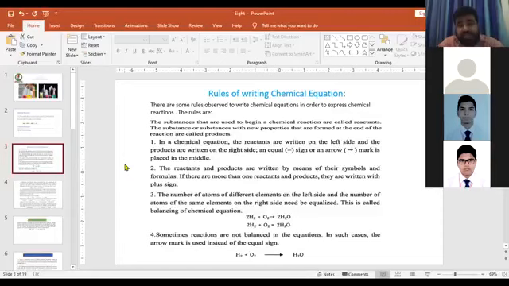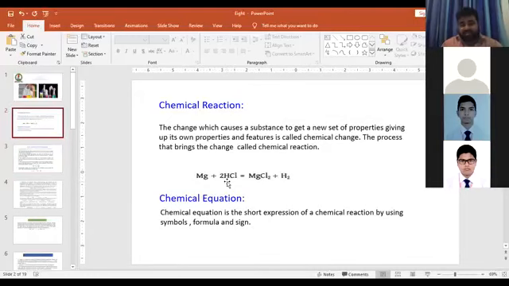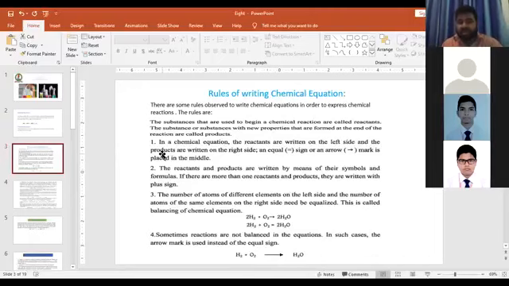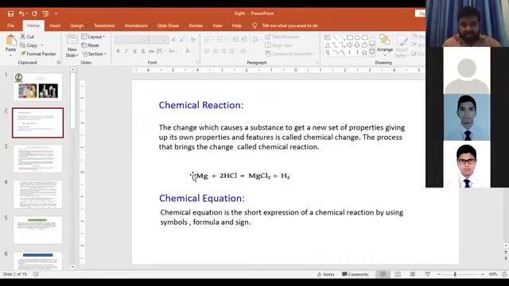The substances that are used to begin a chemical reaction are called reactant. This is magnesium and HCl. Magnesium and HCl are reactants. Then they produce magnesium chloride and hydrogen gas. If magnesium and HCl don't take part in the chemical reaction, magnesium chloride and hydrogen are not formed. So the substances used to begin the chemical reaction are called reactant. The substance or substances with new properties that are formed at the end of the reaction are called product. Magnesium and HCl react with each other, then produce MgCl2 and H2. This is the product, the new substance.